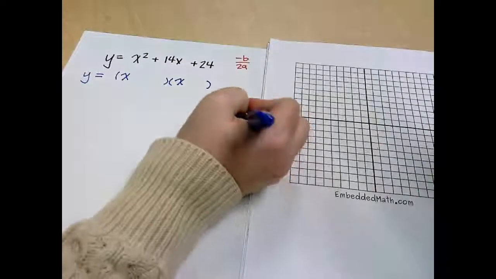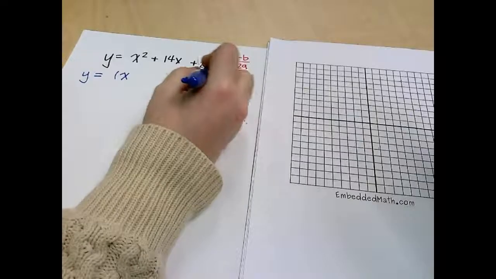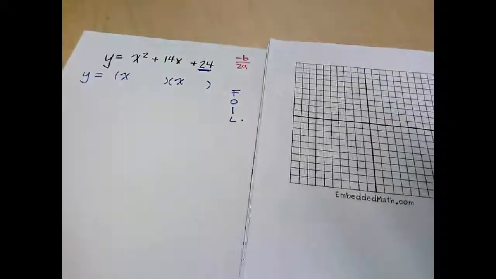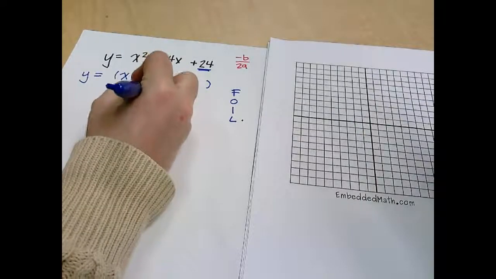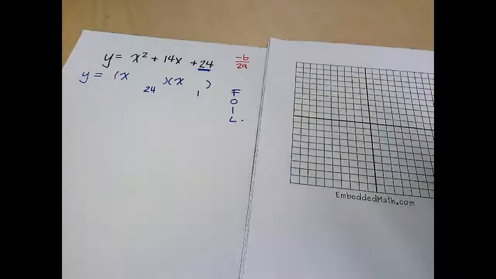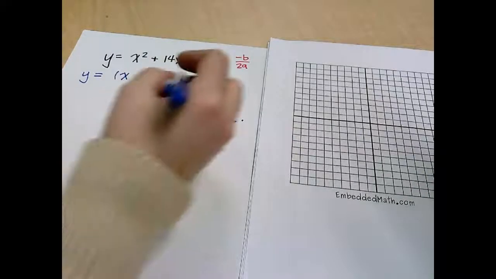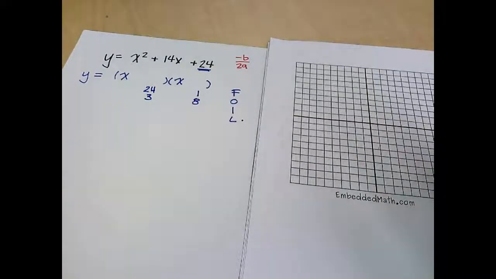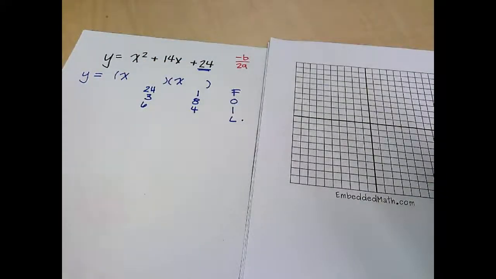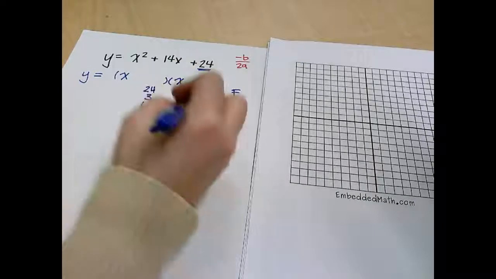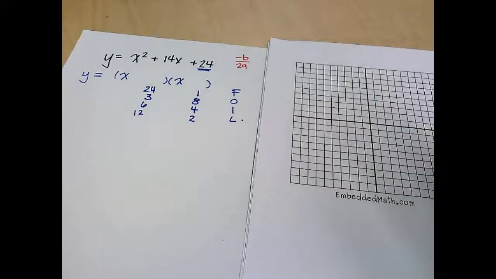Then my lasts are where I'm going to go next. And my number here is 24. So I need combinations of numbers which will multiply and give me 24. Now I could use 24 and 1. I could also use 3 and 8. I could also use 6 and 4. Or I could also use 12 and 2. I think those should be all of my options for 24.